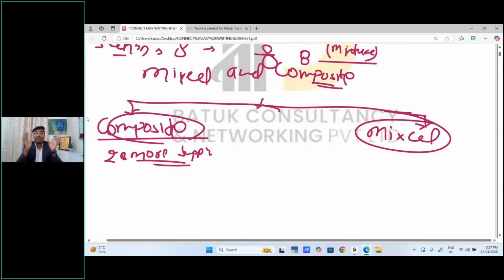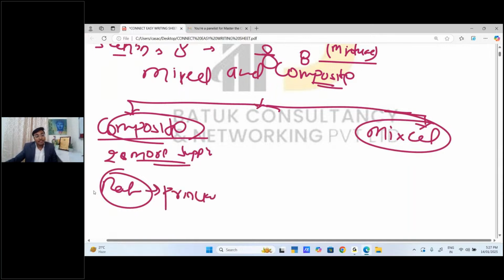If it is naturally bundled, in that case that supply will be called a composite supply, and the rate of GST will be applicable at the rate of the principal supply. This is the most important thing which we need to keep in our mind. Composite supply: two or more supplies, one is principal, another is ancillary, both are naturally bundled. Then the rate of GST is applicable as per the rate applicable on the principal supply.